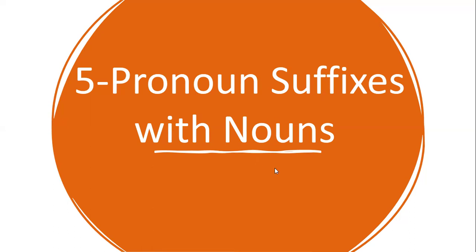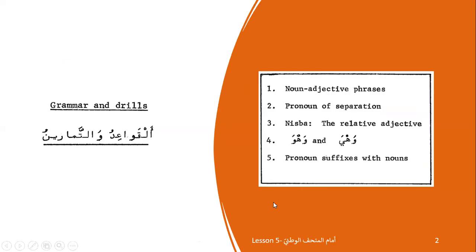Today we are going to do the last topic in lesson 5, which is pronoun suffixes with nouns. So they also come with fi'l verbs, but right now we are just studying when they come with nouns. We've already studied noun adjective phrases, pronoun of separation, nisba, the relative adjective. How do you make a noun an adjective? We know that when harf 'atf waw is added to hiya and huwa, the harakas change and it becomes wahiya and wahuwa. It's a very small topic. Now we are going to study pronoun suffixes with nouns.